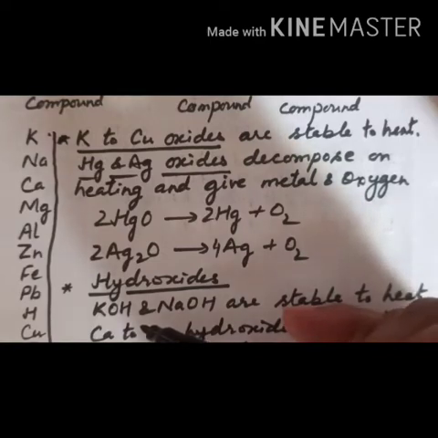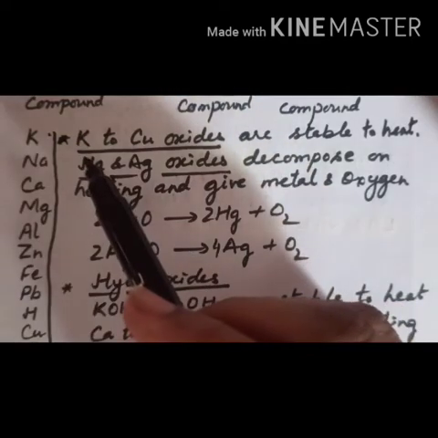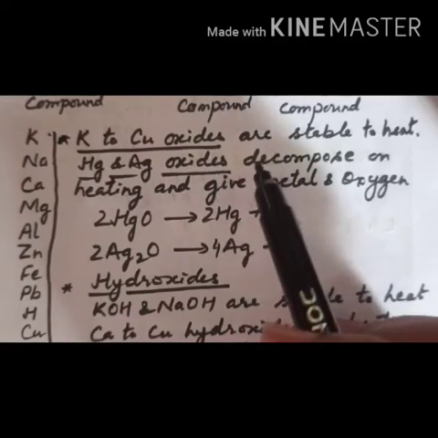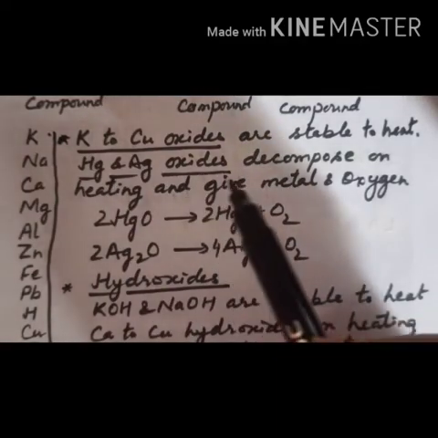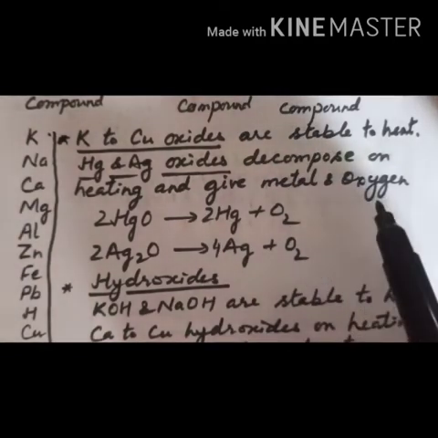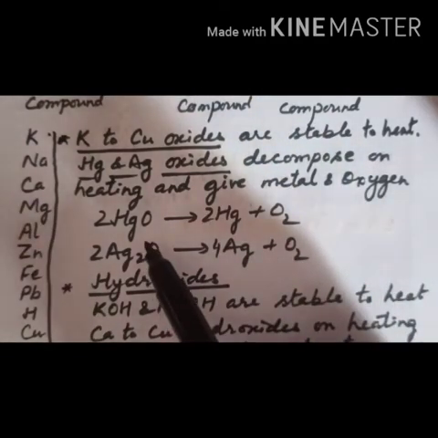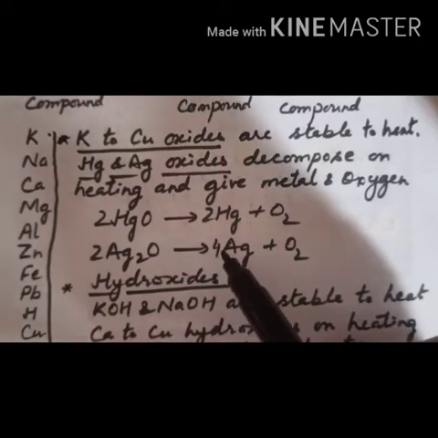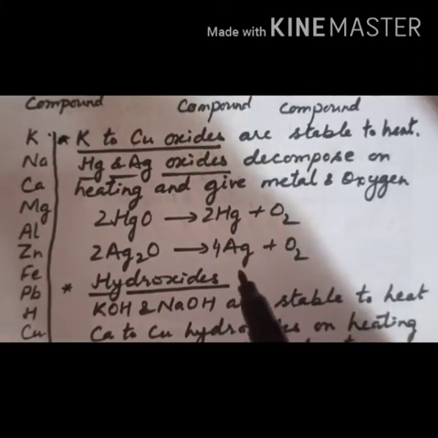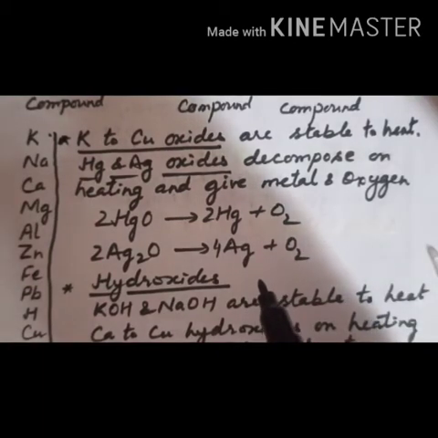Any chemical compound on heating gives you what? So you will learn that potassium to copper oxides are stable to heat, means they never decompose. But mercury and silver oxides decompose on heating and give metal and oxygen. For example, mercury oxide on heating gives you mercury and oxygen, while silver oxide on heating gives silver and oxygen.